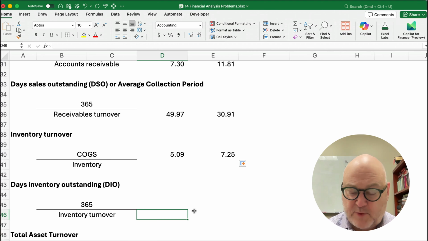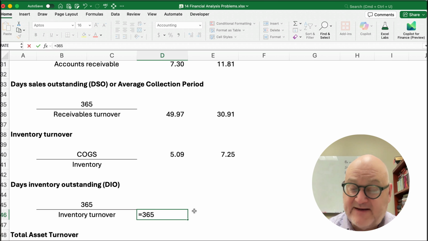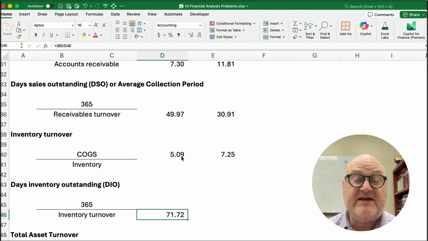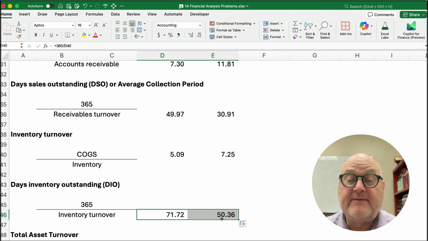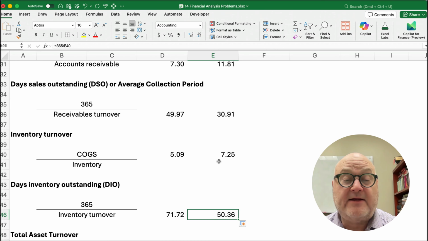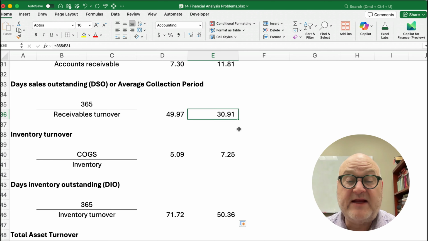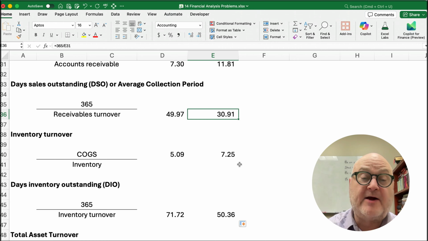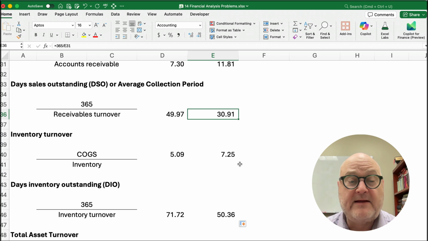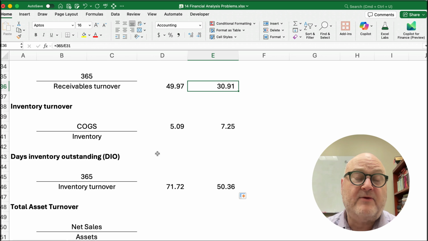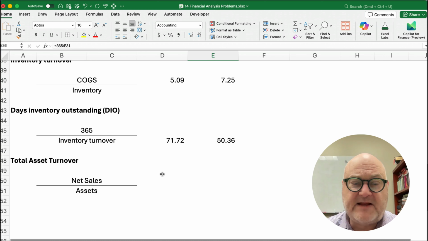Now let's convert it to the number of days, 365 divided by the 5. That means we sell our inventory about every 71, 72 days. What about if we did it 7 and a quarter times? Well, we sell our inventory about every 50 days. Now these are related a little bit. If we can sell in 50 days and we collect in 30 days, that's helpful, right? How fast we get our money in, we really, really care about that. All right, so this is the way to do the receivables turnover and inventory turnover, and then convert it to the number of days.